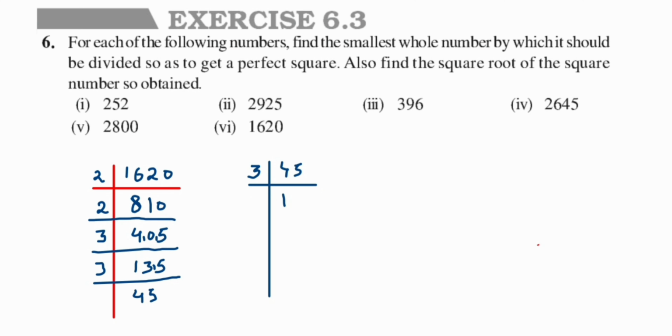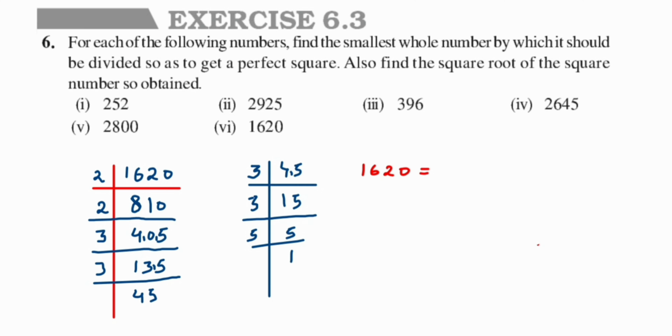3 1s are 3, and then 1 is left, 3 5s are 15. We'll get here 15. Now 15 is again divisible by 3, so 3 5s are 15. So 5 is again left, so 5 1s are 5. Now let's rewrite what we got here. So 1620 can be written as, write down all the factors. It's 2 into 2 and then 3 into 3. We have many 3s here. We have 4 3s here.